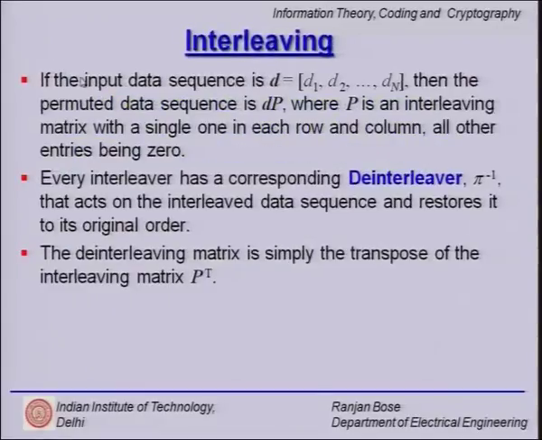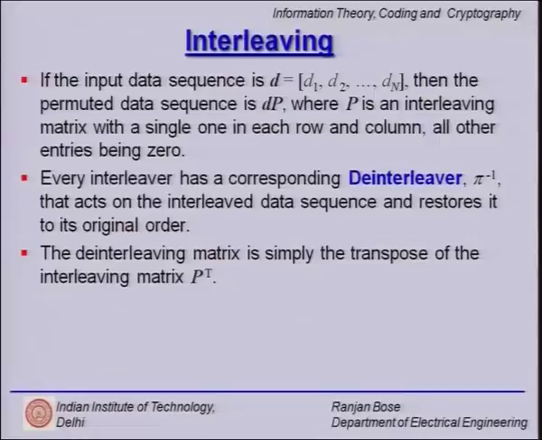So, if the input data sequence D is D1, D2 up to Dn, then the permuted data sequence is Dp = PD, where P is the interleaving matrix, and it has a single 1 in each row and column, and all other entries are 0. So, it is a sparse matrix, and very simply an interleaving matrix multiplied by this vector gives you an interleaved vector.